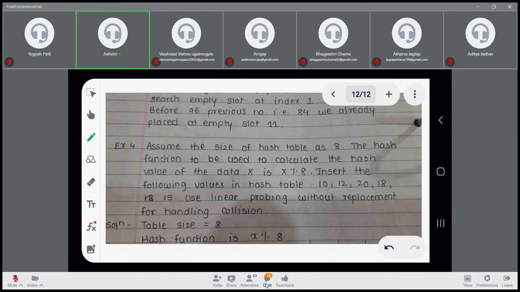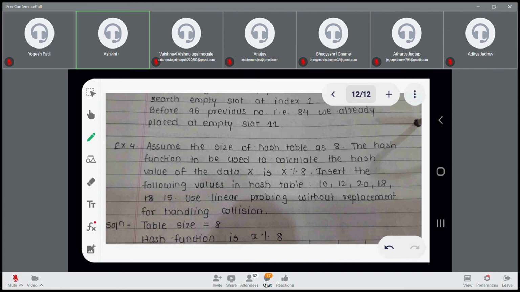Now your hash function is mod 8. Please note the hash function. So 10 mod 8, what is the value? 2, correct. So you need to place 10 at index 2. Correct? Is it correct? Yes, ma'am.